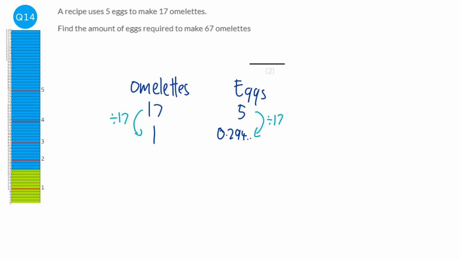Next we want to see how many for 67 omelettes. And to get to 67 from 1, we times by 67, so do that to the amount of eggs, and we get 19.705 and so on. Now you can't get 0.705 of an egg, we always round with eggs, and we always round upwards, because if you need 19.7, 19 won't be enough, so we need to pick 20 eggs.